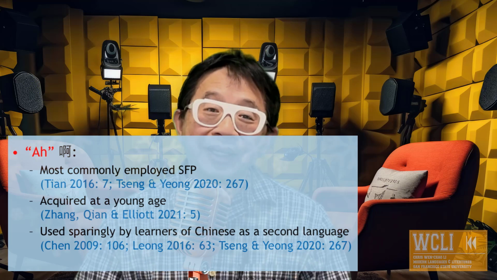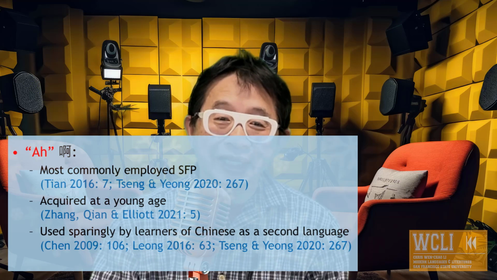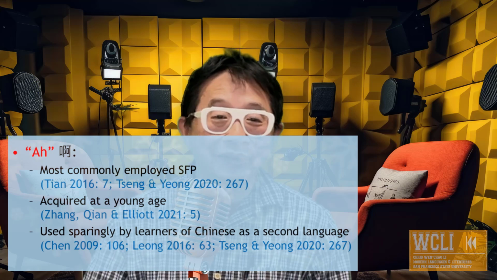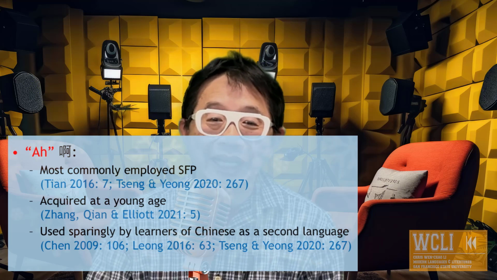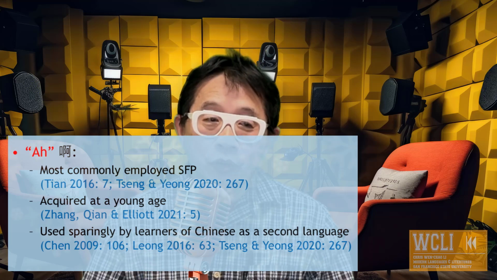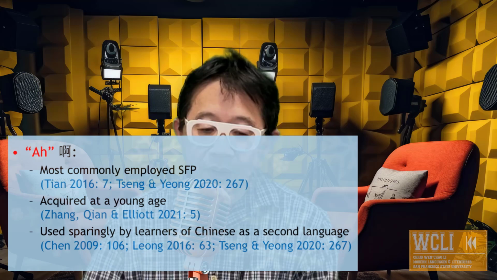It is also acquired at a very young age, and yet it's not used as much by learners of Chinese as a second language. My kids started using a at home from around age 2 before they had hardly any vocabulary. And yet the students I teach in my Chinese classes don't ever use a, even when they get into their 3rd or 4th year. So it's reasonable to ask, why is there such a discrepancy?